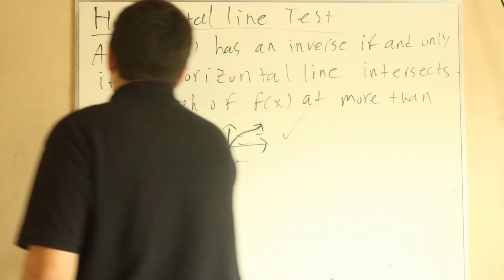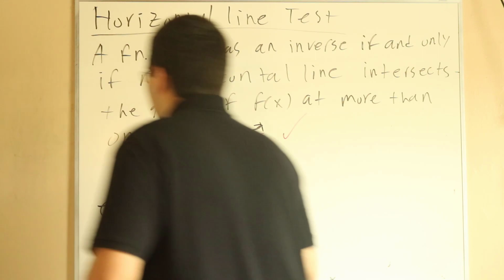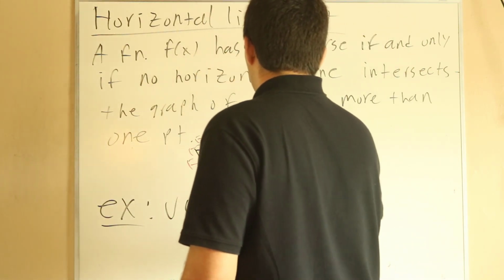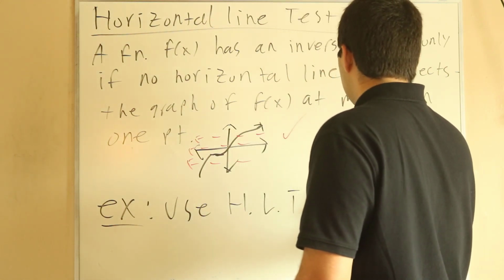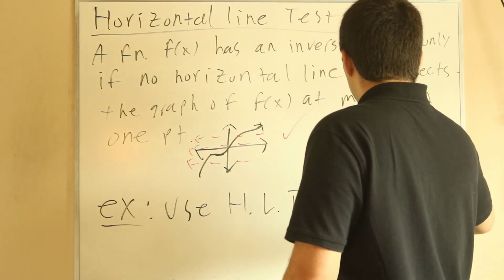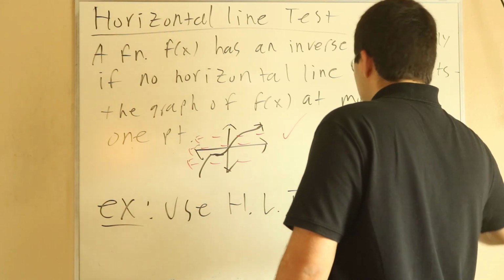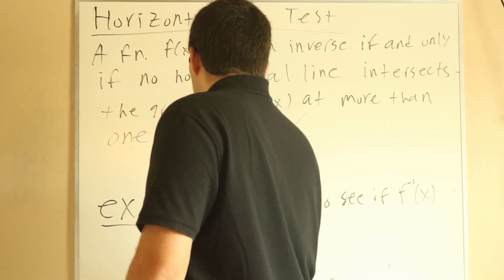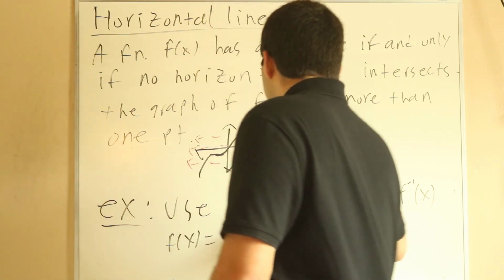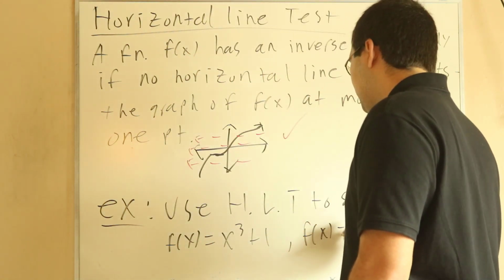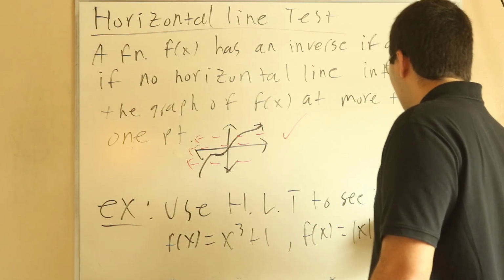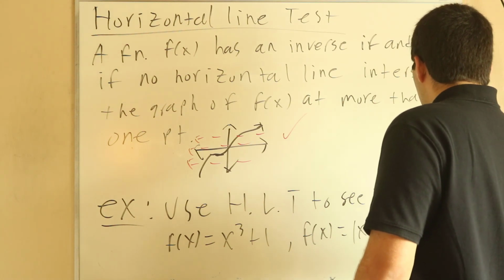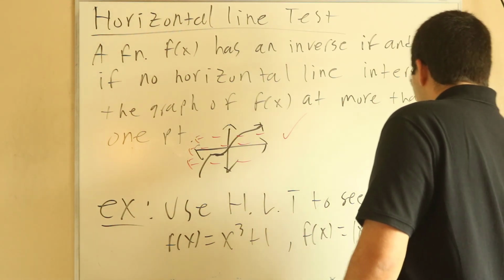So, just to do a quick example related to this, let's go ahead and use the horizontal line test to see if f inverse exists. All right, and we'll do it for three separate functions. We'll do it for f of x equals x cubed plus 1, f of x equals absolute value of x, and f of x equals square root of x for x greater than or equal to 0.